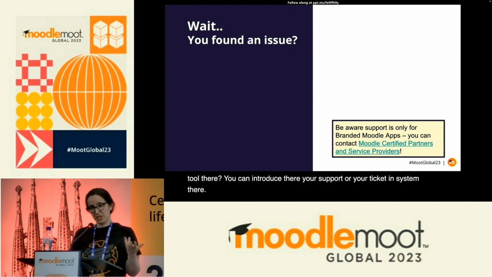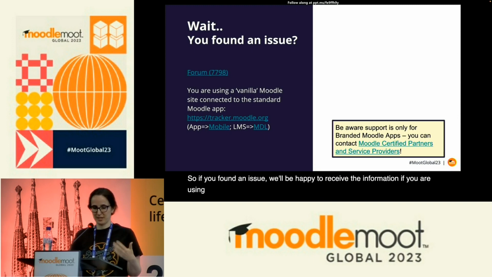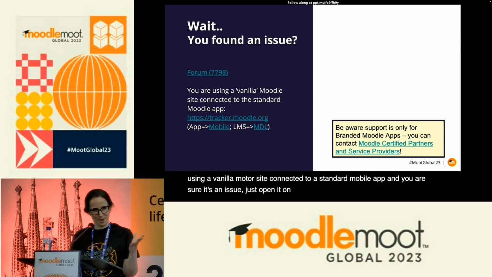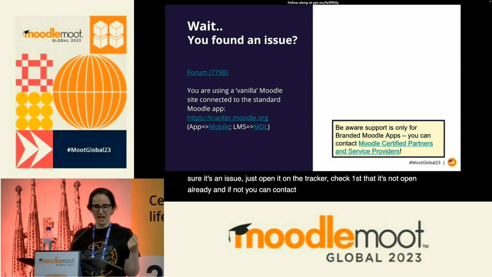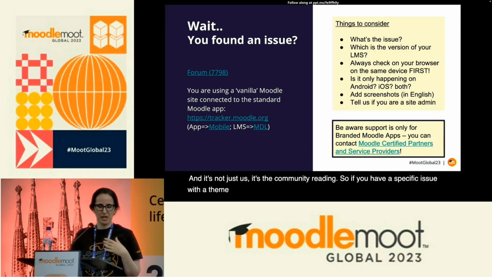So if you found an issue, we'll be happy to receive the information. If you're using a vanilla Moodle site connected to a standard Moodle app, and you are sure it's an issue, just open it on the tracker, check first that it's not open already. And if not, you can contact us using the forums. And it's not just us, it's the community reading. So if you have a specific issue with a theme or something, maybe somebody else can help you.